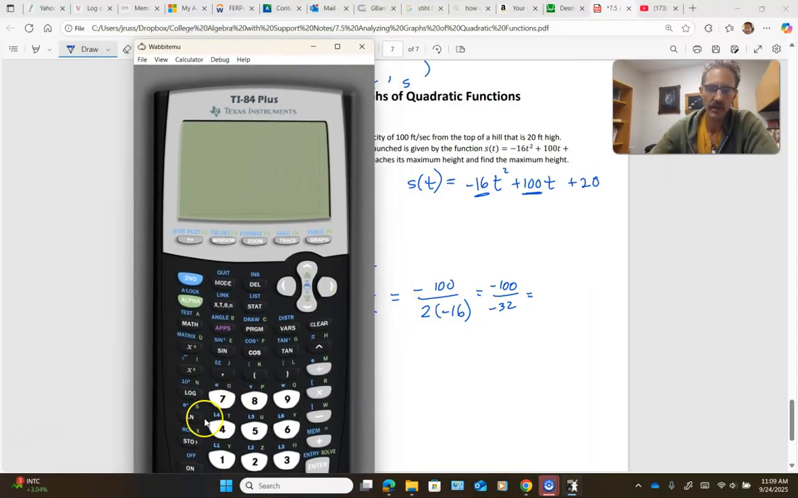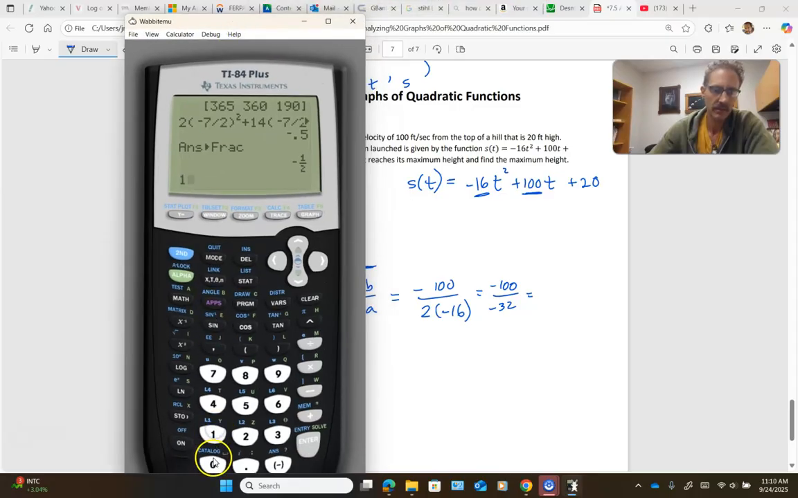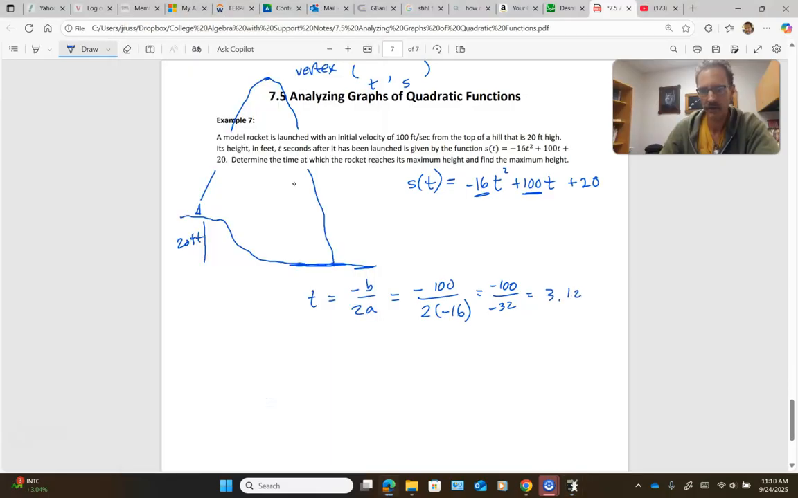And in the everyday context, you're not going to get nice numbers. You're not going to get a nice number here. 100 divided by 32, let's see what this is. It's 3.125. And this is in seconds, guys, because that's what t represents. That's what our independent variable in this problem represents. This is the time that it takes to reach the maximum.